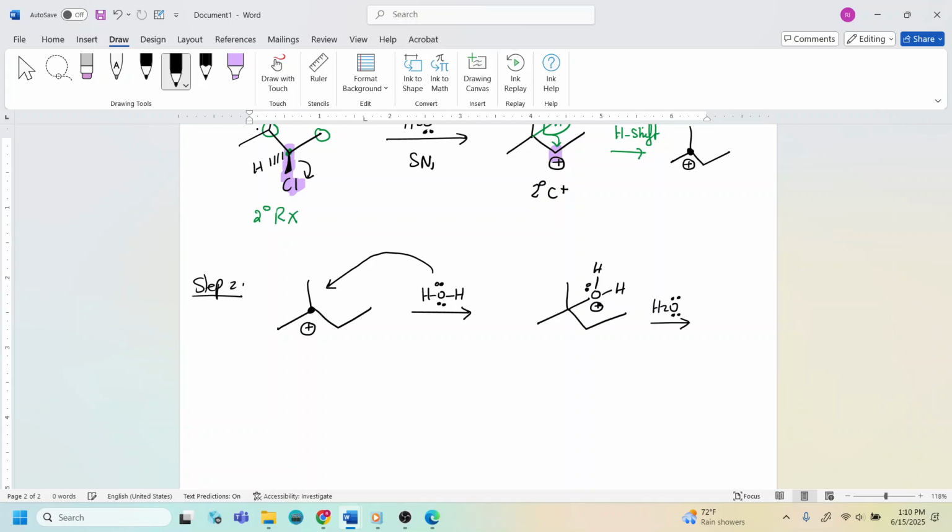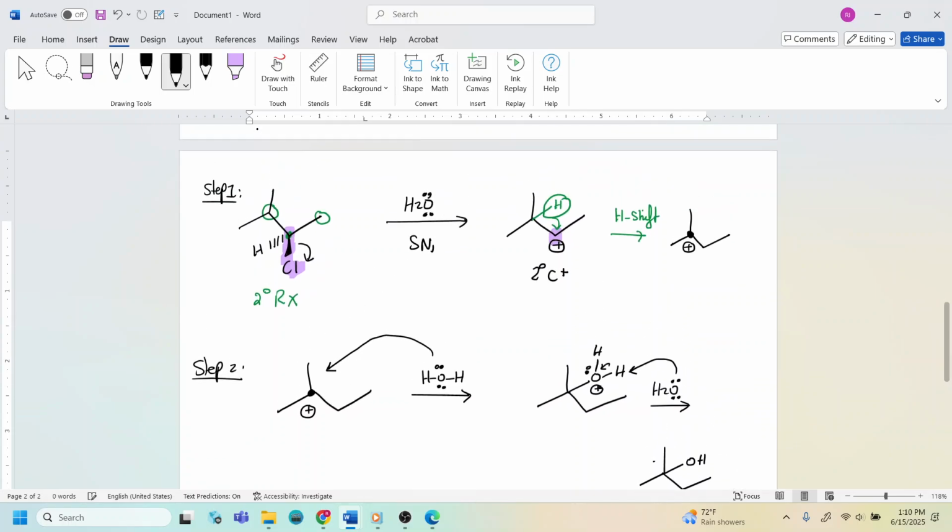This is why it's a solvolysis reaction. The nucleophile acts as a solvent. And our product in this case is going to be an OH, which is a tertiary alcohol. Okay, so again, whenever you are working with an SN1 reaction, it is a two-step reaction.